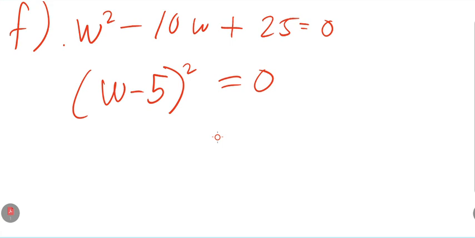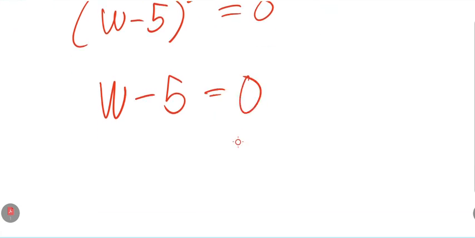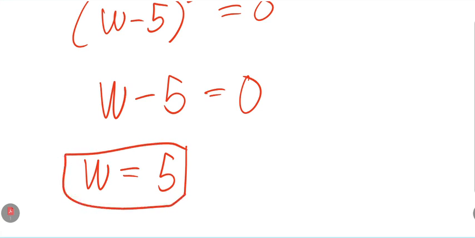Now here, we take the square root of both sides. Since we're going to take the square root of both sides, that's going to give us the answer: W minus 5 is equal to 0. Since this is only just one solution, W would be equal to positive 5. So this would be just our answer.